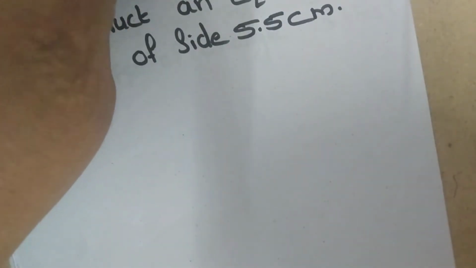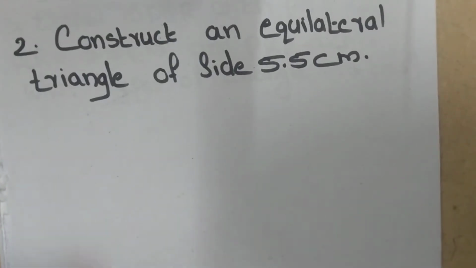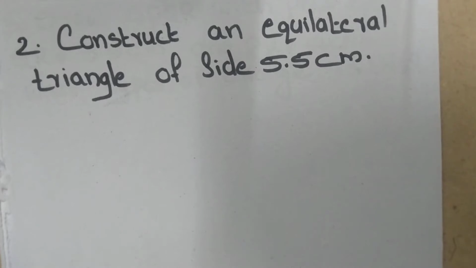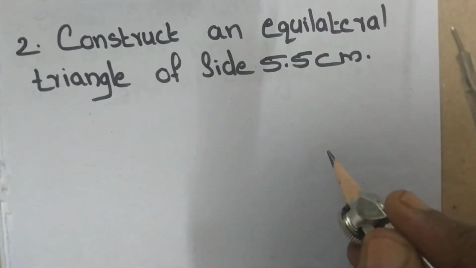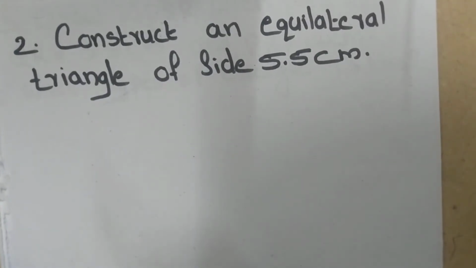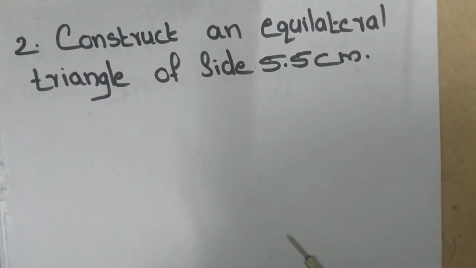Then the next step, the second question. In the second question they say construct an equilateral triangle, with one side measurement given as 5.5 centimeter. The speciality of an equilateral triangle: all three sides, a triangle has how many sides? Three sides. All these three sides have the same measurement, 5.5. Here the triangle name is not mentioned, so we can keep any name.